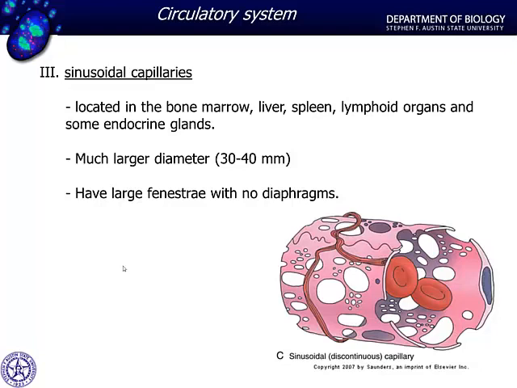Our last capillary are the sinusoidal capillaries, and as you can see, the pores or the holes in our endothelium are huge. There are no membranes with these, and this is going to allow the most rapid access of material in and out of our circulation. And we find these in bone marrow, liver, spleen, lymphoid organs, some endocrine organs, and this is going to also allow for very rapid movement of migratory cells in and out of the circulation.